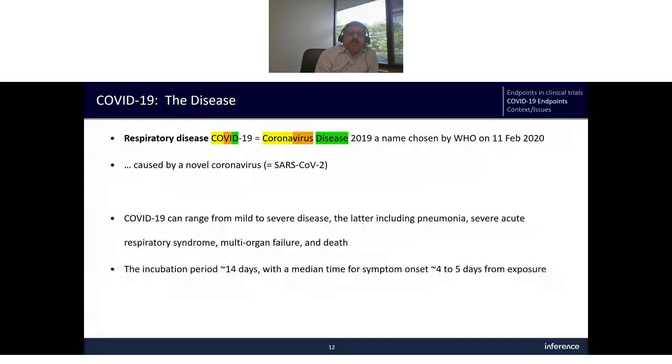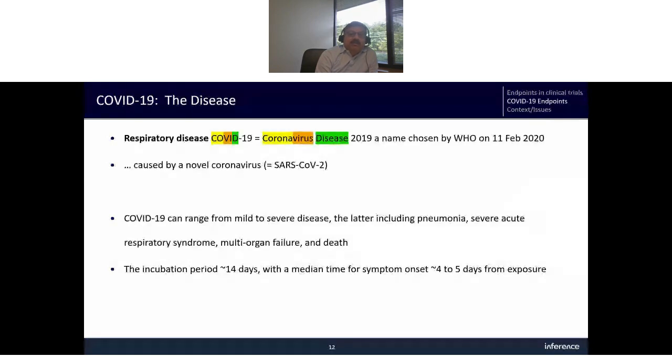The CO is from the coronavirus, right? The corona, V is for virus, and D for disease, right? And the name was chosen on February 11th by the World Health Organization. There was some controversy about the name at first, because they were first thinking about calling it SARS, but at that point, WHO thought that would scare people, especially in Asia, because there have been so many deaths from SARS there before.